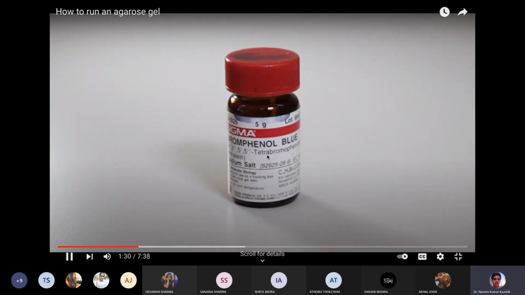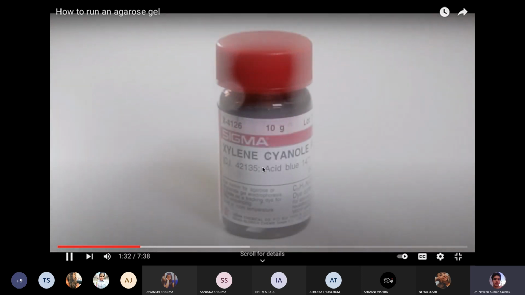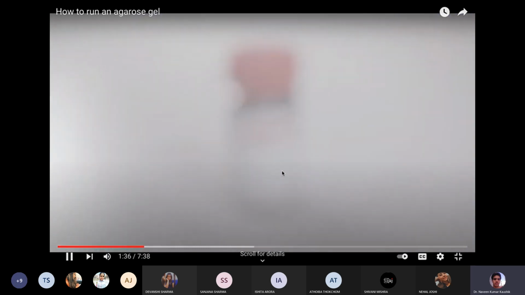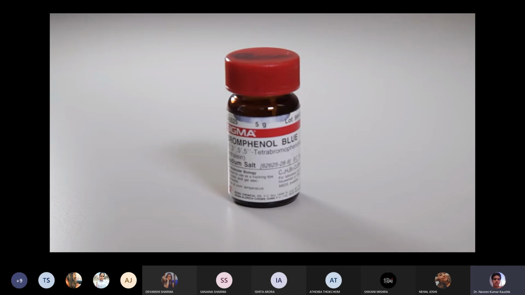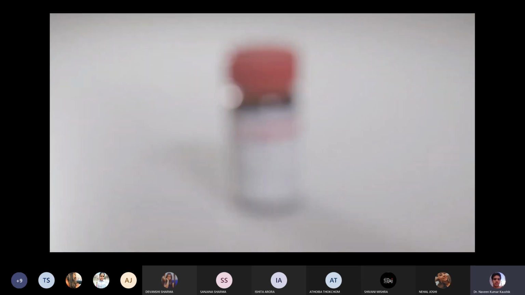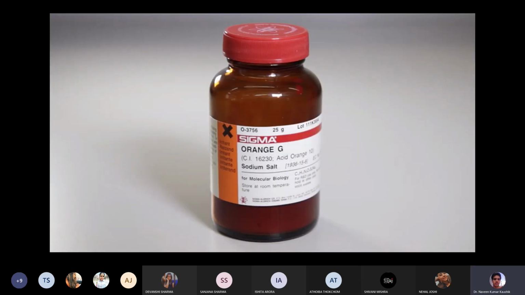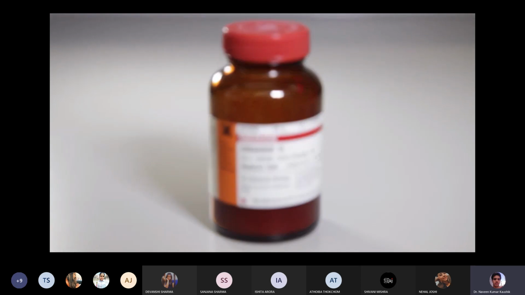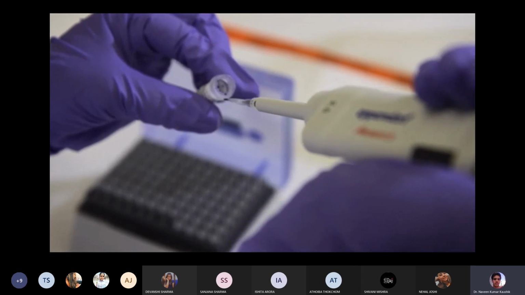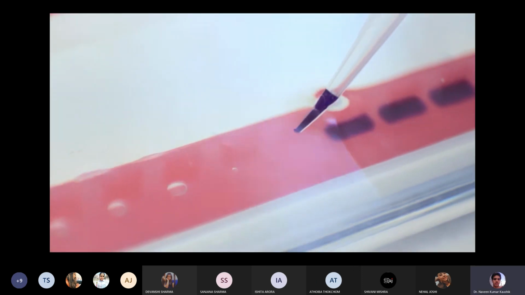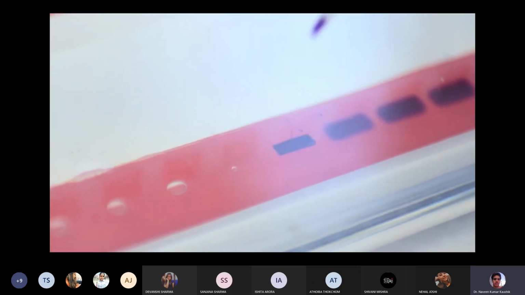And xylene cyanol and bromophenol blue are these two dyes I have already mentioned to you. Xylene cyanol runs at around 5,000 bp, let us say. And another one, orange G, you can also use. So depending on what composition you want to do, you can take. This is the loading dye, and it is loaded. Just place it over the well.